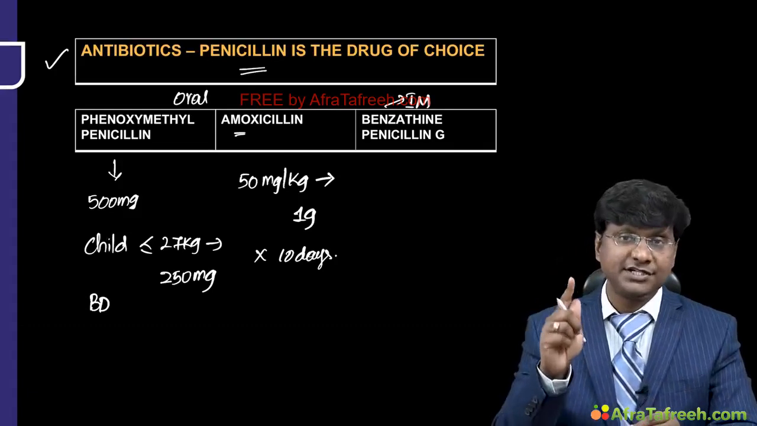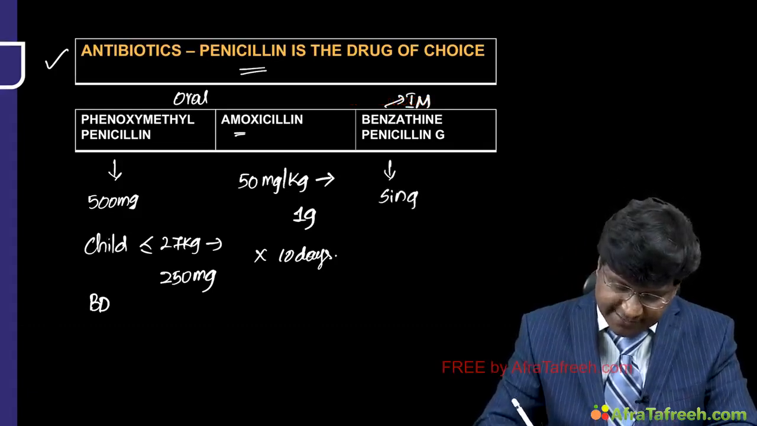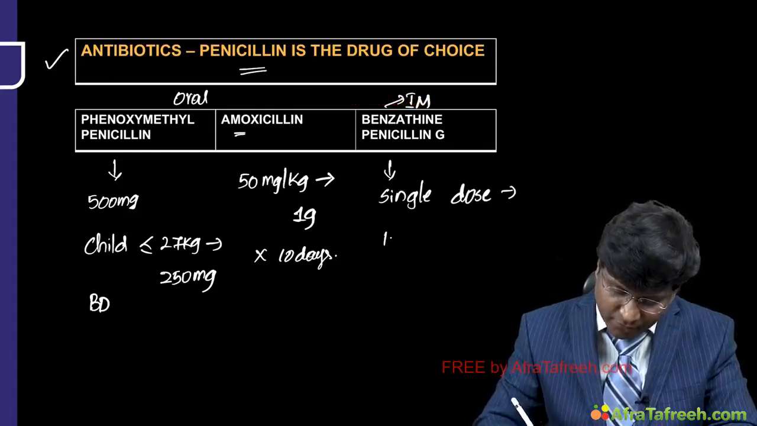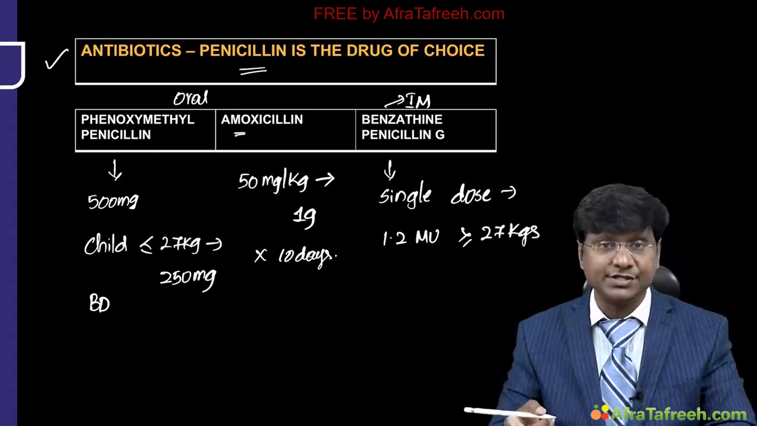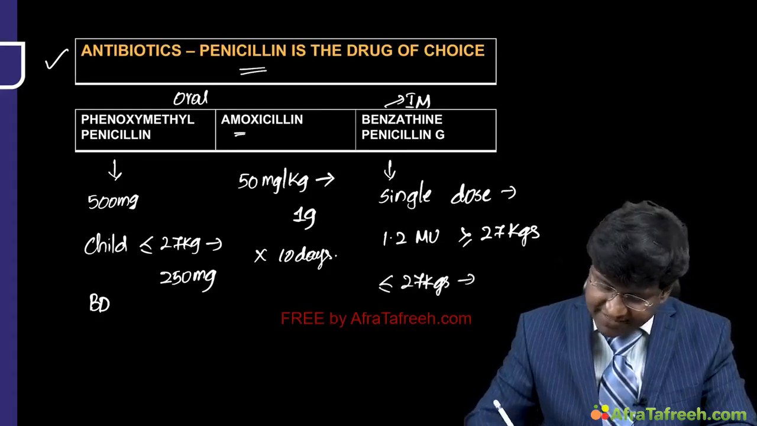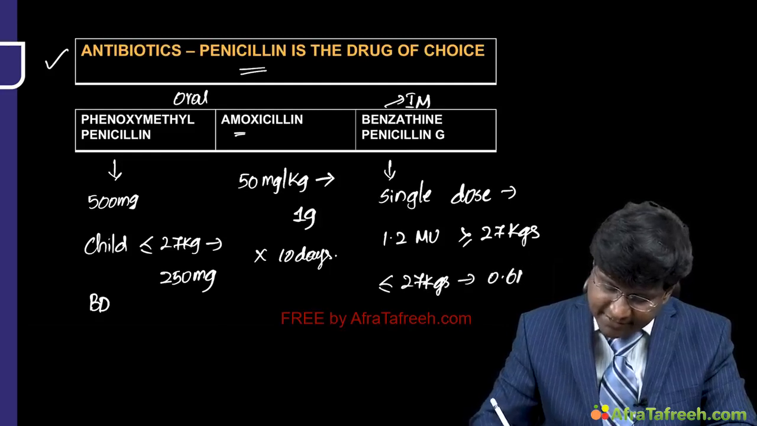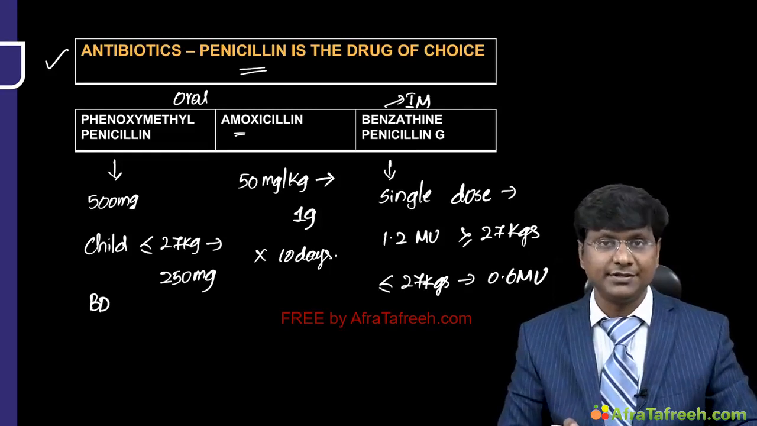But if at all the injection has to be supplemented, it should be a single dose of the injection. And this single dose will be around 1.2 million units if the weight of the individual is more than or equal to 27 kgs, and if the weight of the individual is less than or equal to 27 kgs, then you have to give 6 lakh units or 0.6 million units. That is about the dosage of benzathine penicillin, right?